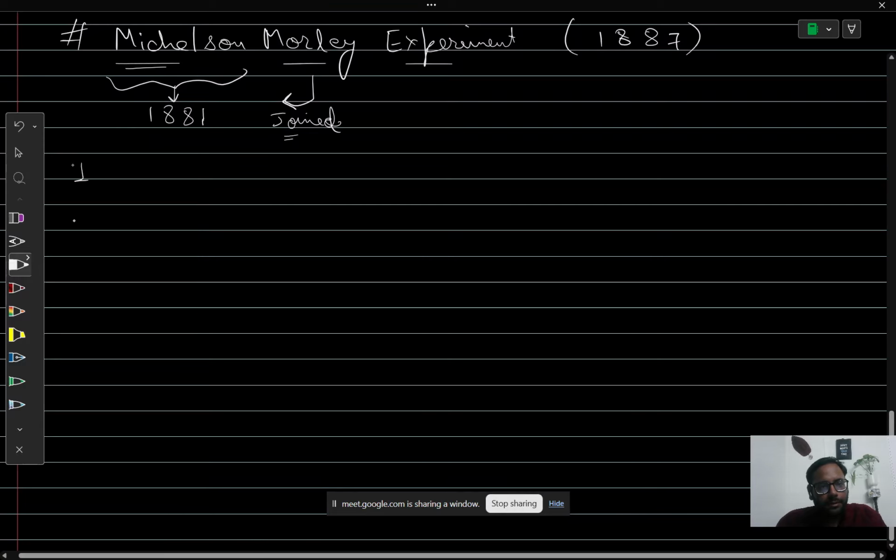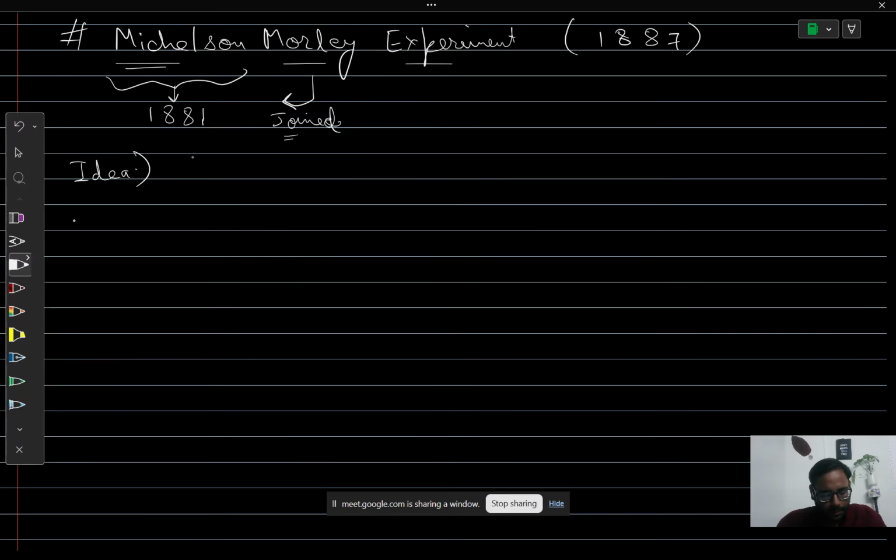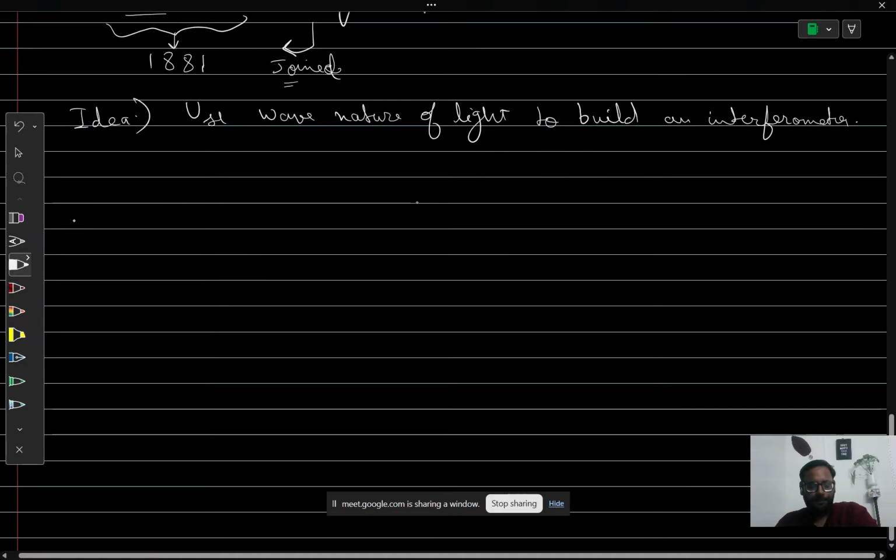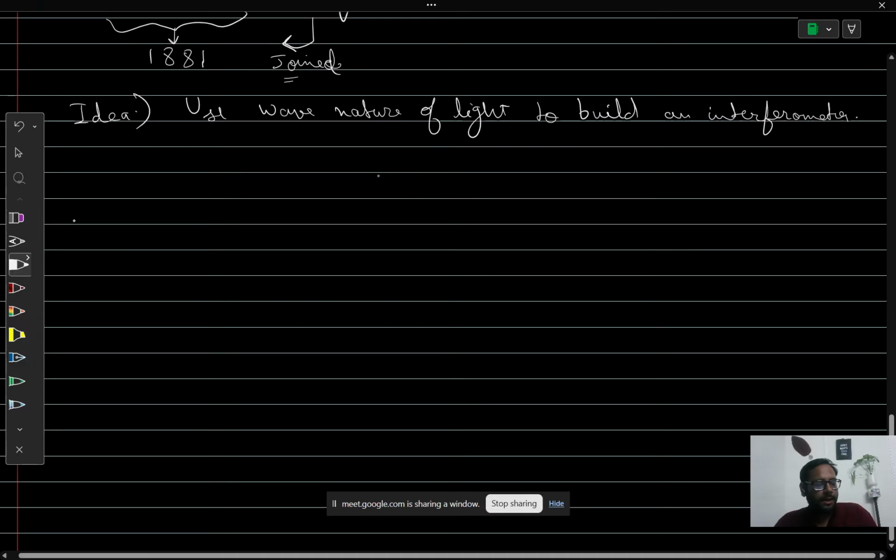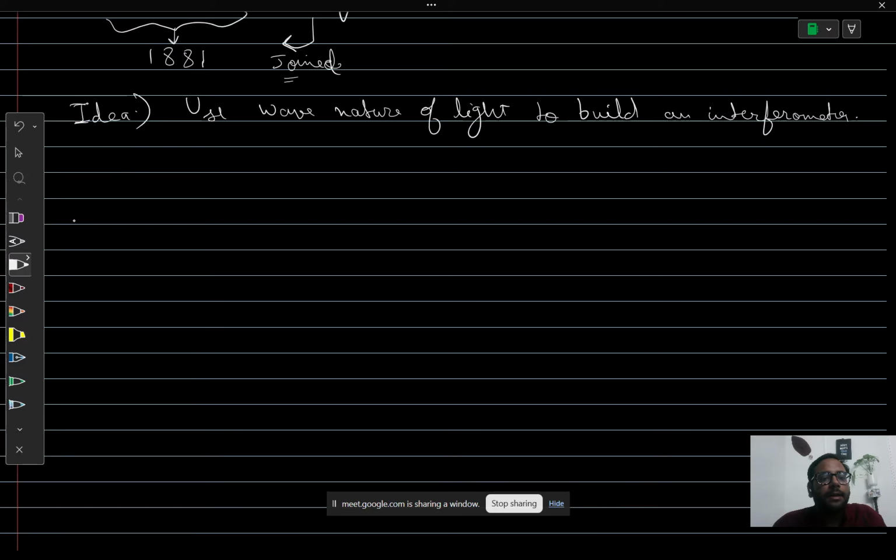The idea was to use the wave nature of light to build an interferometer. They wanted to test the existence of ether, and actually calculate the velocity of the ether wind.